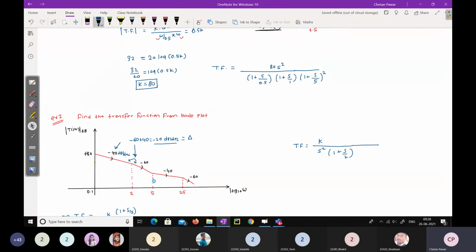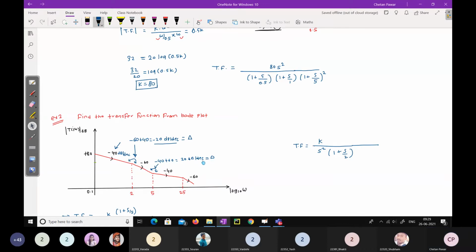And let us see at the next corner frequency. So here you can see, what is the change in slope at this particular corner frequency? Minus 40, minus 60, so that will be plus 60. So that will be 20 dB per decade. This will be the change in slope at this particular corner frequency, so plus 20 dB per decade.